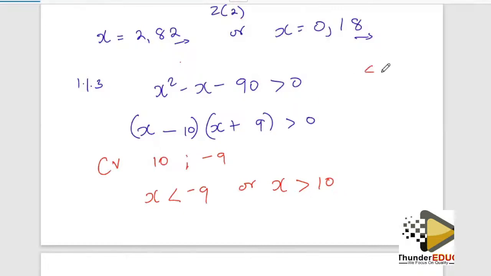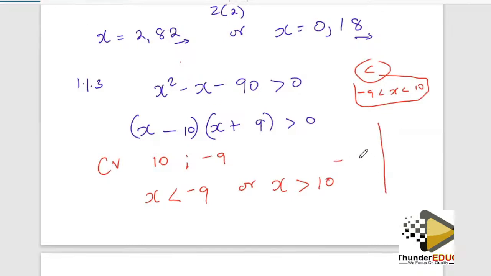If the sign was less than, then you can represent it as negative 9 is less than x and then less than 10. Only if the sign is less than. That is one way of representing the solutions. The other way is by simply drawing.